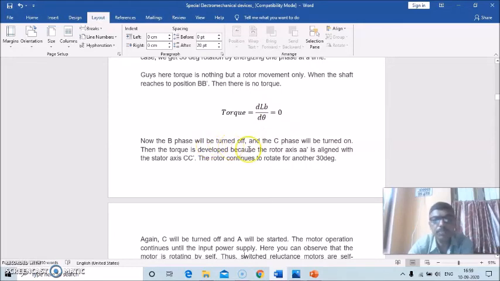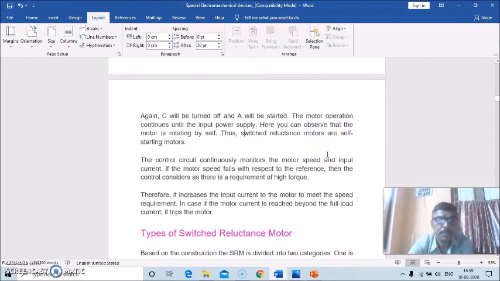So now B phase will be turned off and C phase will be turned on, and then torque is developed because the rotor axis is aligned with the stator axis capital CC dash, and the rotor continues to rotate for another 30 degrees. Again C will be turned off and A will be started, and the motor operation continues as long as the input power supply is on. Here we can observe that the motor is rotating by itself, and switched reluctance motors are self-starting motors.